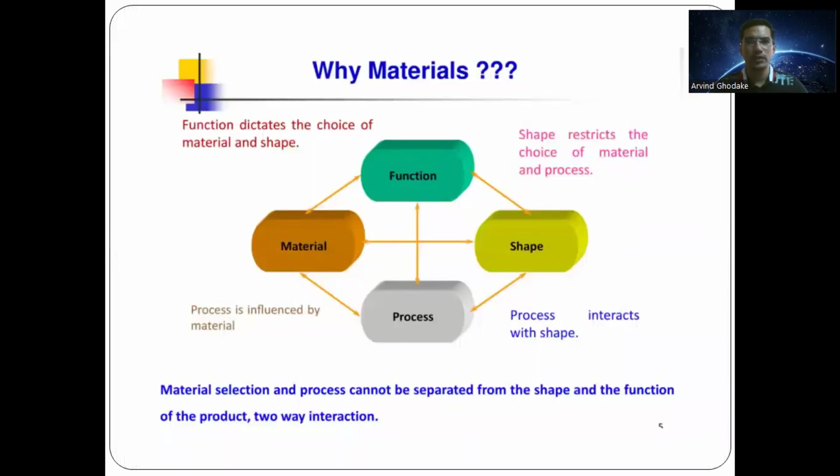So what is the need of the material? That is the main criterion. The material selection and process cannot be separated from the shape and the function of the product. There is a two-way interaction between the shape and material selection with respect to the process and the function. Depending on the function and process, the material is selected, and the shape of the material is nothing but the process, depending on the required size and shape. So the choice of the material and process will be restricted by the shape.